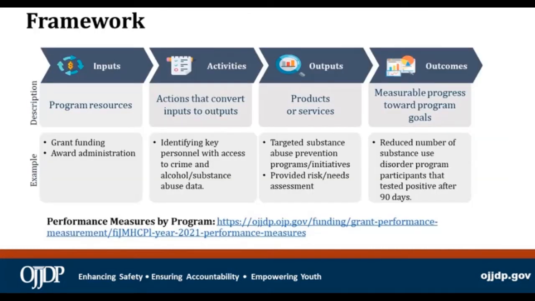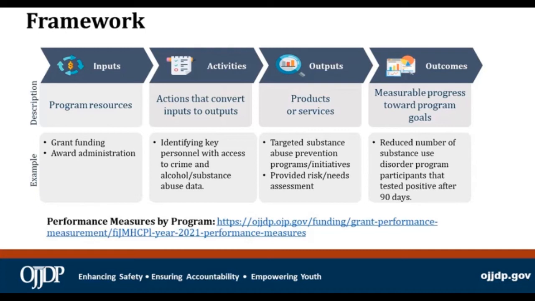The framework or logic model used to write the performance measures includes 4 components: inputs, activities, outputs, and outcomes. Inputs are program resources such as grant funding and award administration. Activities are actions that convert inputs to outputs and can be anything from identifying key personnel with access to crime and alcohol abuse data to establishing information sharing agreements. Outputs are products or services that are the result of activities such as trainings or meetings. Outcome measures speak to the longer-term program goals.